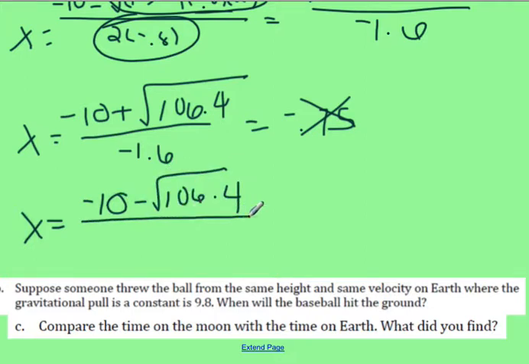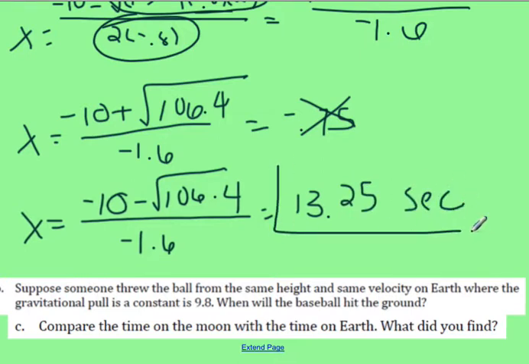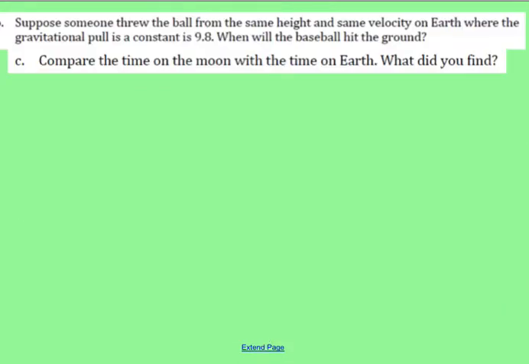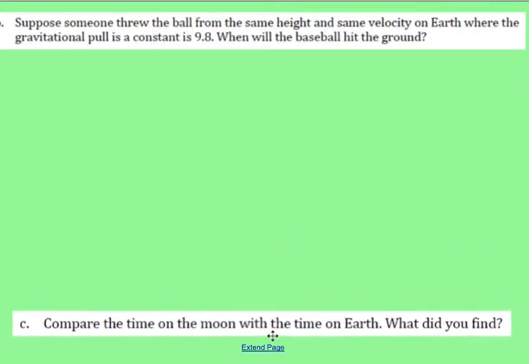Again, hit enter, calculating that out, and then I get negative 1.6. And now when I do that, I get 13.25. So that makes much more sense. So it takes 13.25 seconds for it to return to the ground on the moon. So let's go ahead and compare that with the Earth.